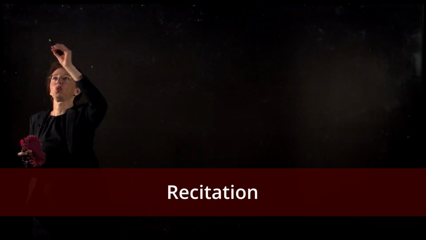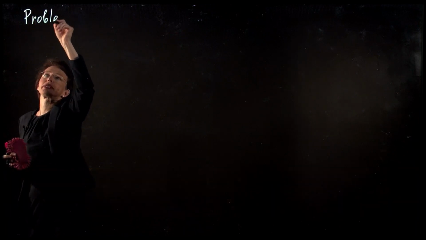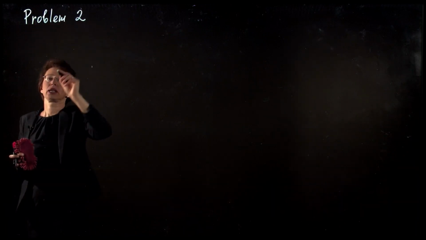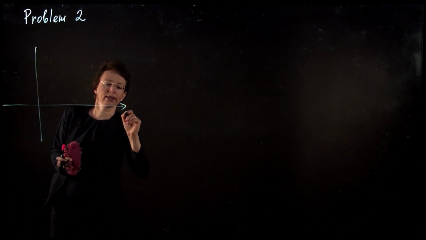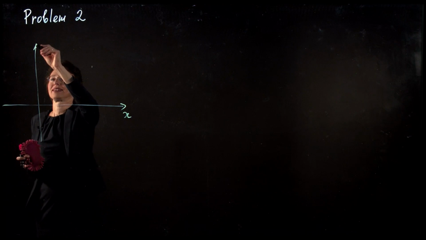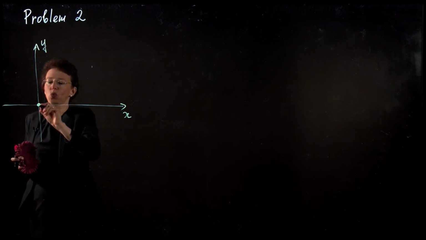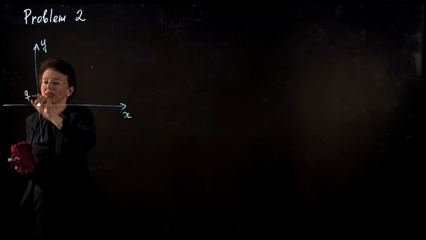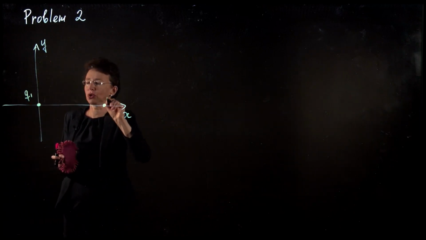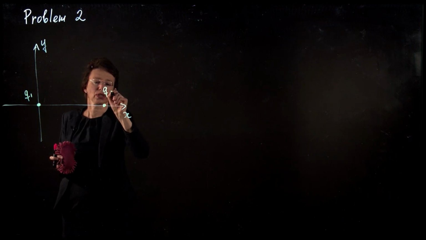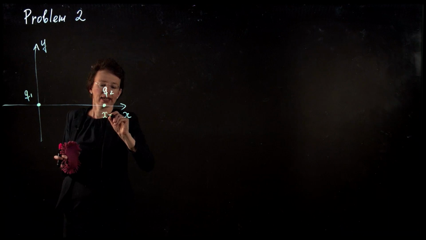This is recitation 1, problem 2. For the second problem, we will have our coordinate system x and y. We will have charge q1 at the origin. We will have charge q2 at point x, A.